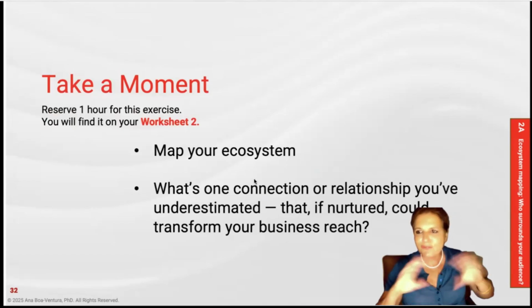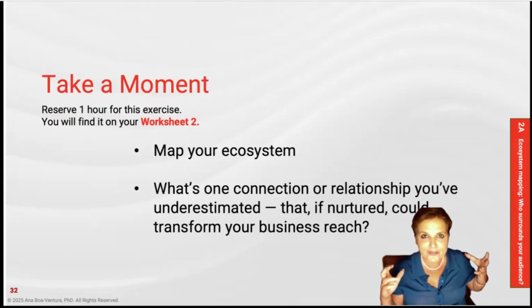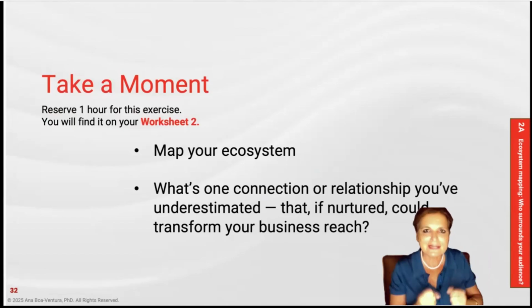Okay, so maybe you've already started to map your ecosystem. I want you to now look at it and see where those rings may be weak in terms of identifying the agents, the people, the organizations within each of these rings, right? So if there's one connection or relationship you've underestimated, if nurtured, could it transform your business reach? Okay, so focus there.